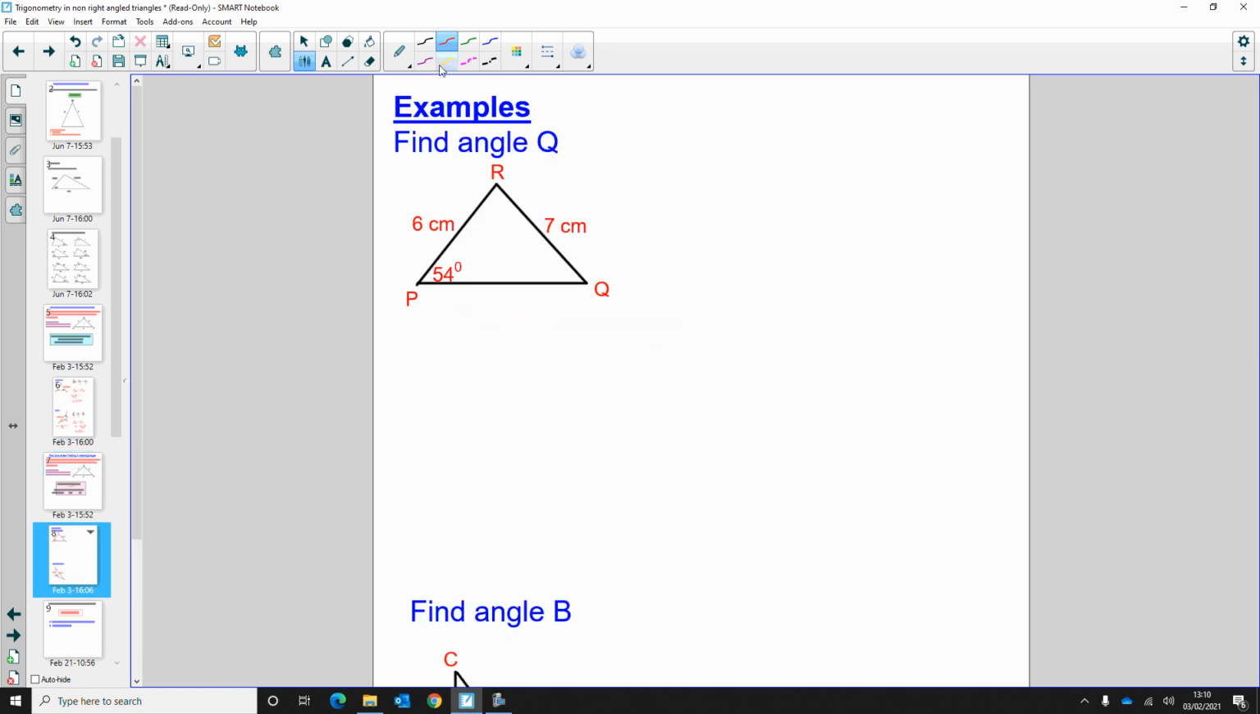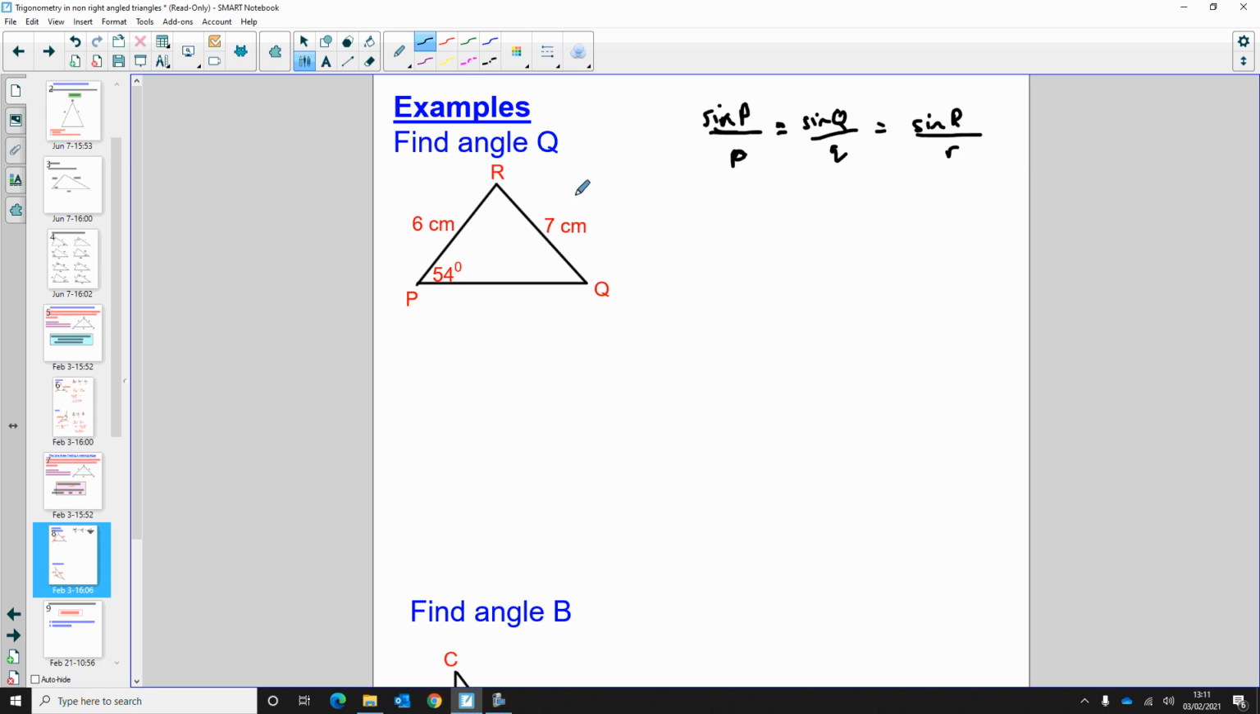So find angle Q. So we know we're finding an angle, so I know that I need to write the original rule upside down. So I'm going to do that. And I also need to change the letters as well, of course. So in this case, we've got sine P over P equals sine Q over Q equals sine R over R.